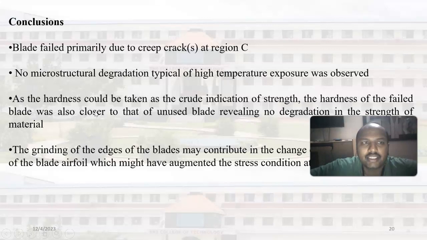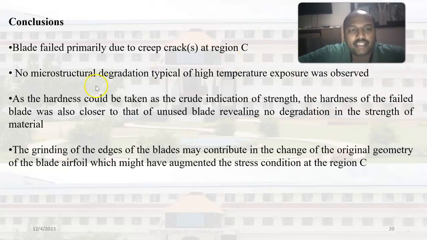In the final conclusion, this blade primarily failed due to creep cracks at region C, and there is no microstructural degradation from high temperature observed because it is a superalloy. The strength and hardness of the failed blade are close to the unused blade, so there is no degradation in the strength of the material. The main thing is that it is due to creep. Creep occurs only at high temperature.